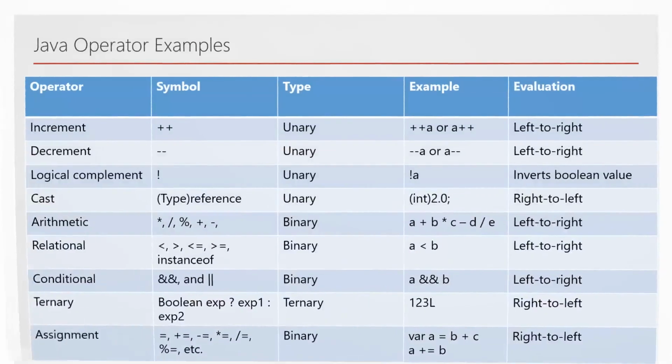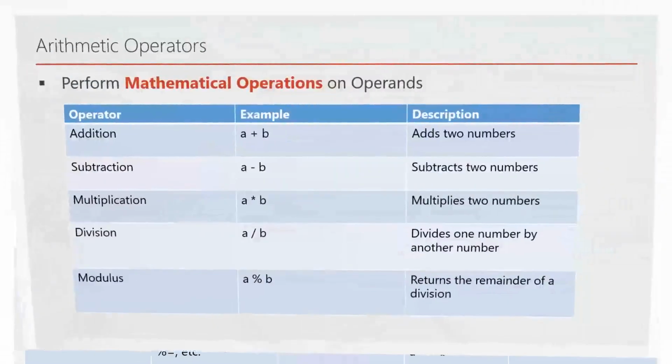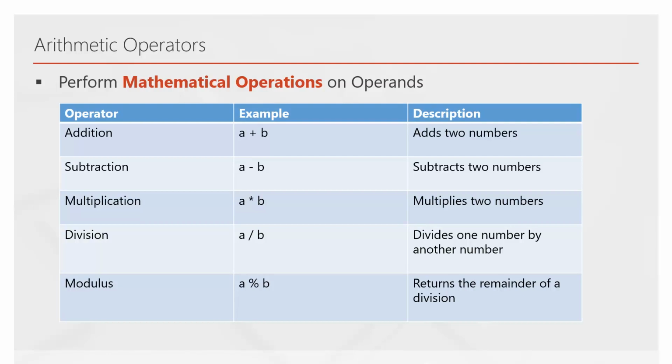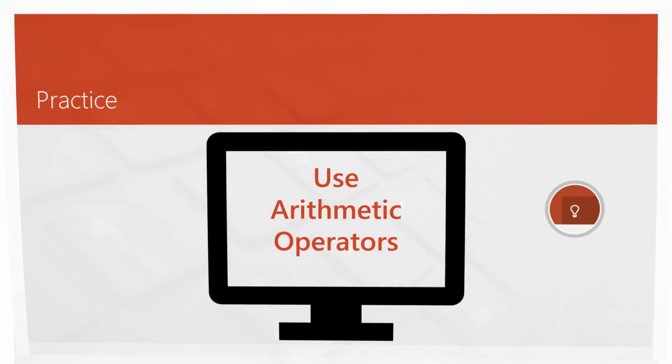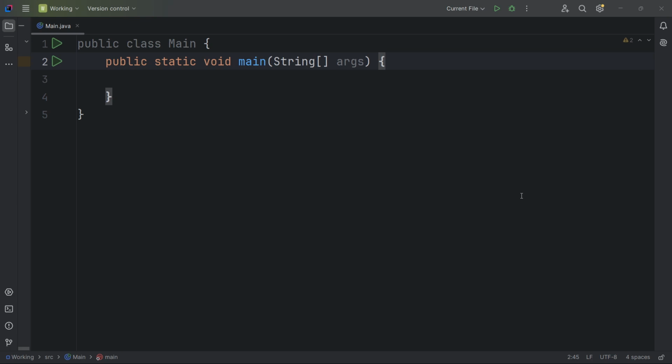Here is a table that shows examples of Java operators. Arithmetic operators perform mathematical operations on operands, and they are addition, subtraction, multiplication, division, and modulus, or the remainder of a division. For coding practice, we will use arithmetic operators. We'll start with creating some integer variables and then using the arithmetic operators on them.